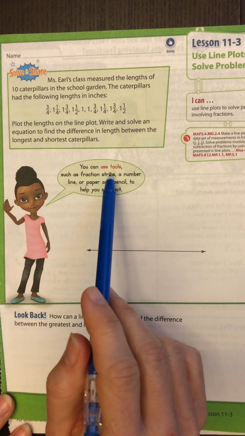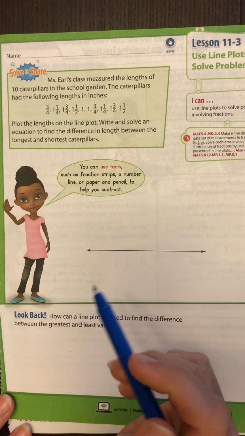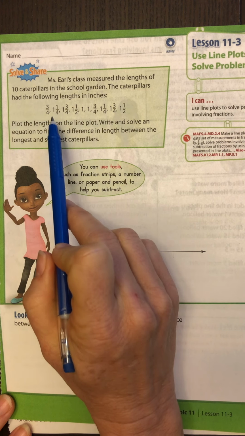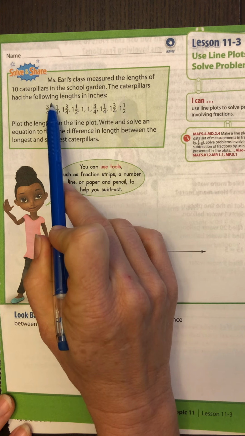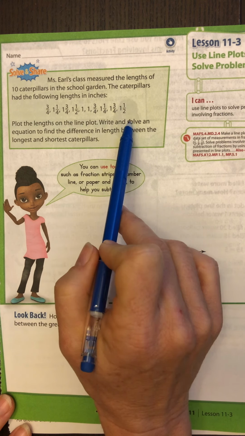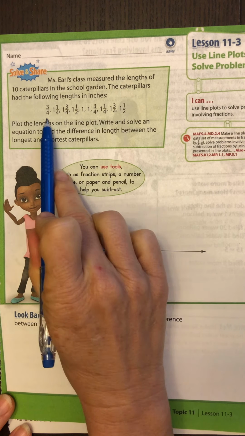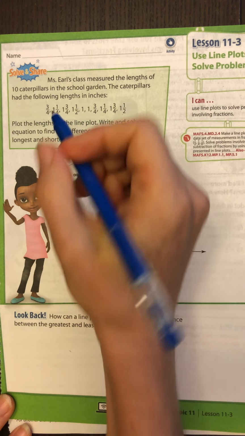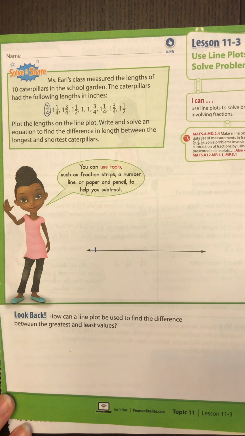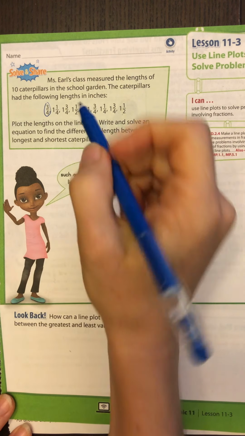It's reminding us that we can use tools such as fraction strips, a number line, or paper and pencil to help us subtract. So in order to make our line plot, we need to look at our data. And again, as we mentioned earlier, we need to find the shortest and the longest, or the smallest and the greatest numbers before we can start making our plot. As I look here, I notice that the smallest that I see is 3/4, and then the longest looks to be 1 3/4.